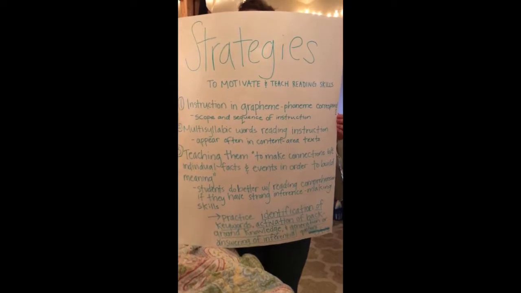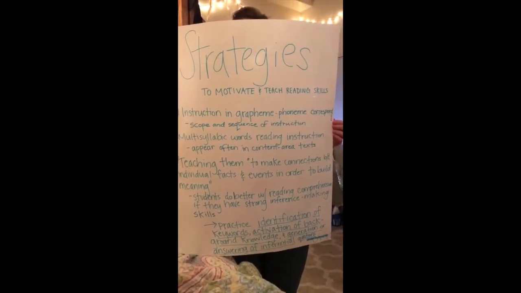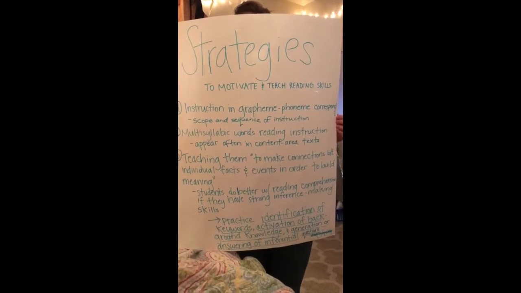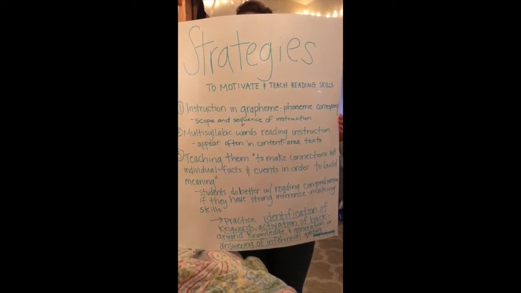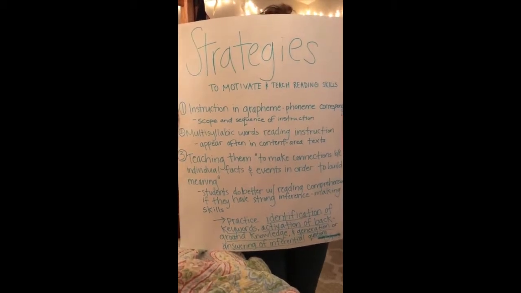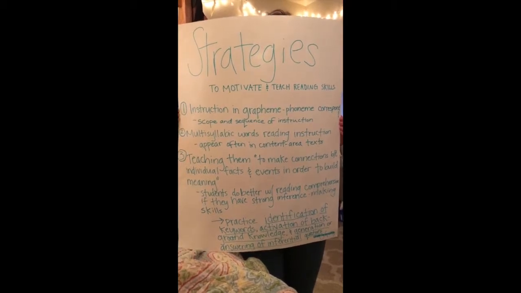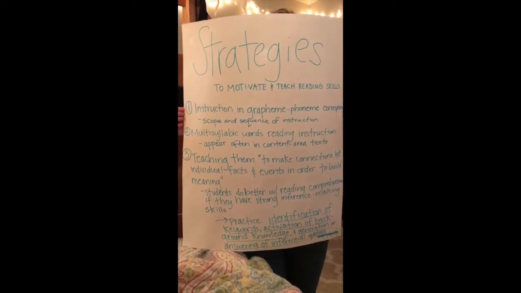Another instruction for helping students succeed in their reading ability is teaching them to make connections between individual facts and events in order to build meaning. So if a student has a strong inference-making skill, they tend to do better with reading comprehension, which is the goal. This skill is usually a difficult one for students with learning disabilities.